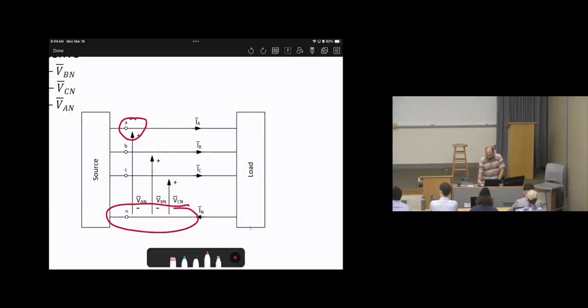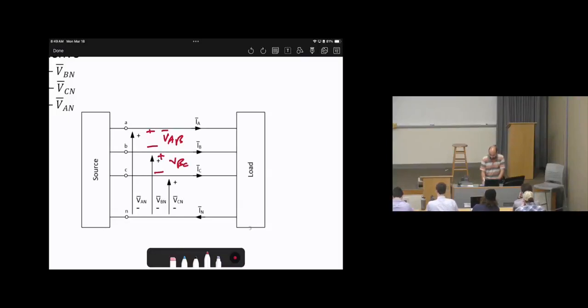Now there is another approach for the voltages. We can make the voltage between A and B, B and C, C and A. What do I mean by this? Assuming the voltage positive at A, negative at B, this is called VAB. Assume positive at B, negative at C, this is called VBC. Assume positive at C, negative at A, this is called VCA. So there are other definitions of the voltages without using the neutrals.